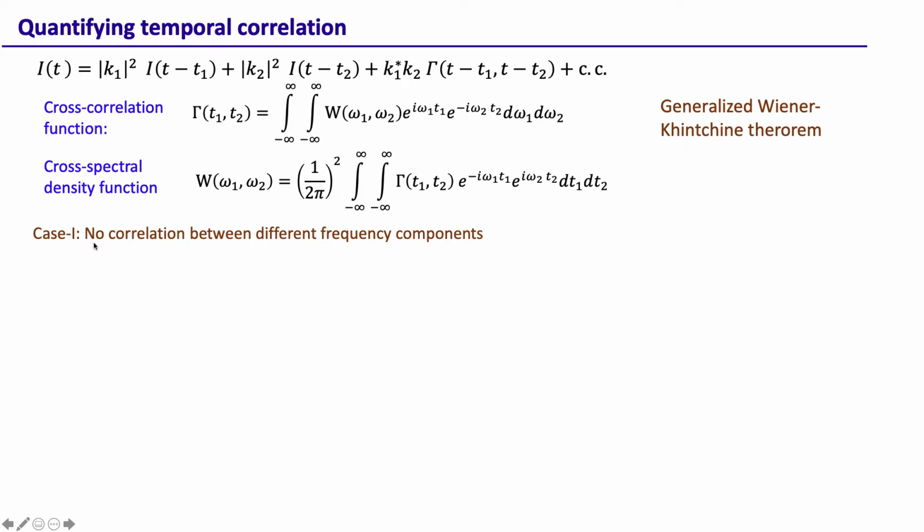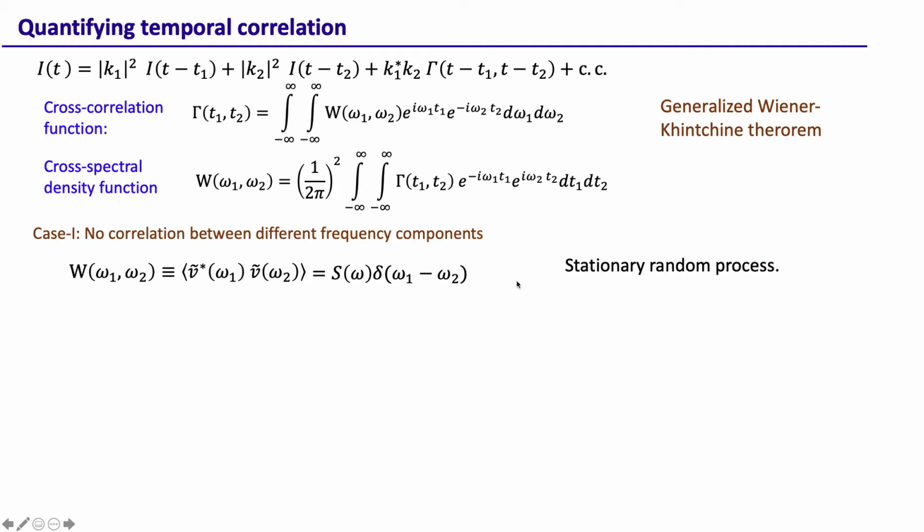Let's look at the first case, which is when there is no correlation between different frequency components. That means the cross spectral density function W(omega 1, omega 2) is of the form S of omega, some spectral density function, times the Dirac delta function delta of omega 1 minus omega 2. So if omega 1 is not equal to omega 2, then this cross spectral density function is essentially 0. It is non-zero only when omega 1 is equal to omega 2, that means the same frequency. So this basically means there's no correlation between different frequency components.